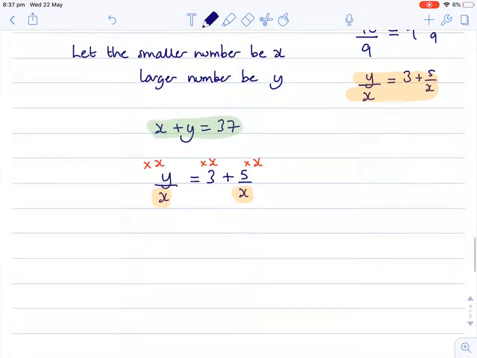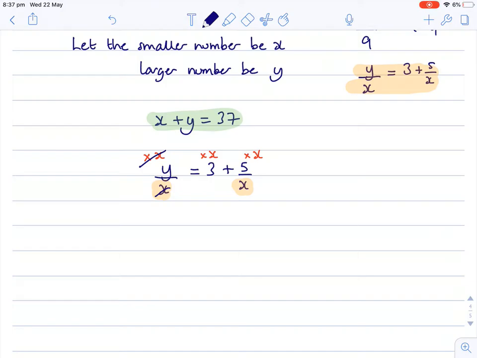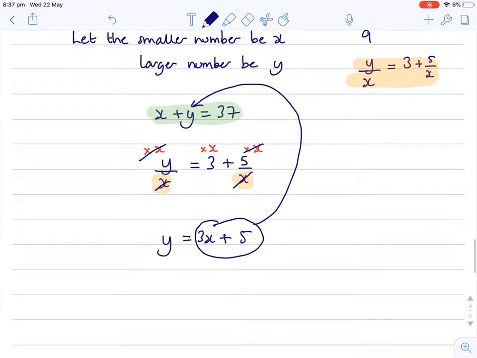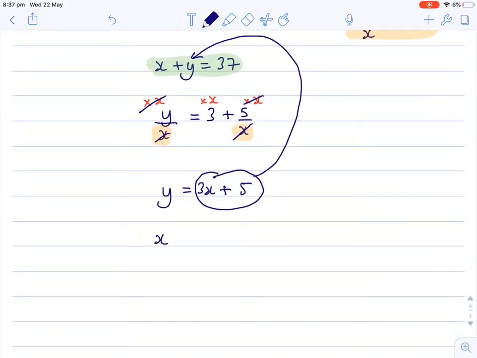Now if I do that, obviously this x will cancel with this one, so I'm left with y. The x multiplied by the 3, well, that's 3x. And obviously this x will cancel with this one, leaving me with plus 5. So y is equal to 3x plus 5. Now what I could do, I could take that, so I know that y is 3x plus 5. So if I take that 3x plus 5 and pop it in here for that y, what I would have is x plus y. Well, y is now 3x plus 5, so 3x plus 5 is equal to 37.